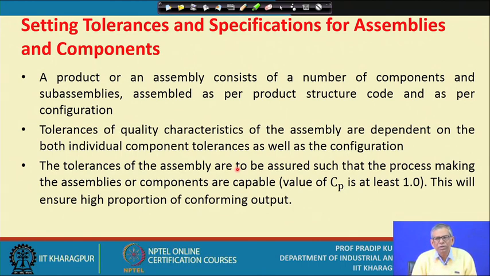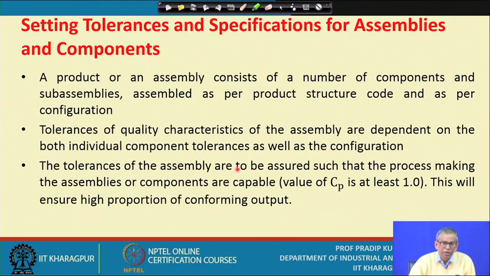Now this product structure code must be known before you go for assembly work, and you also must know the configuration. So the two important aspects related to product design that must be known are one, your product structure code, and the second one, the configuration.